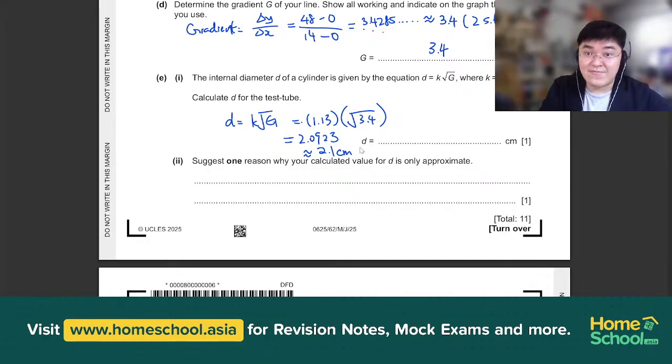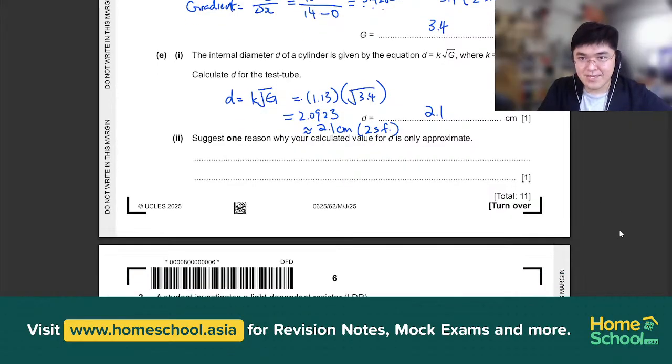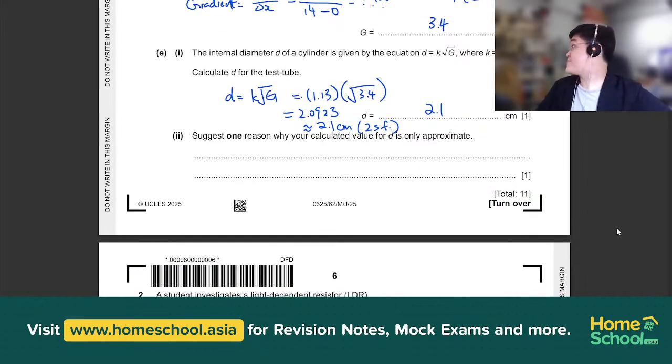Let's write down two significant figures. Fantastic. And now we can write 2.1 over here. This is a 1 mark question. Same thing. If your answer is within 2.1 plus or minus 0.1, you should be able to get your 1 mark. So very, very straightforward.